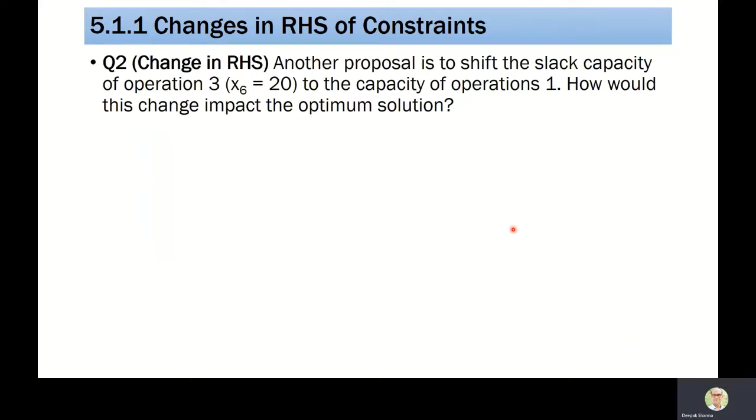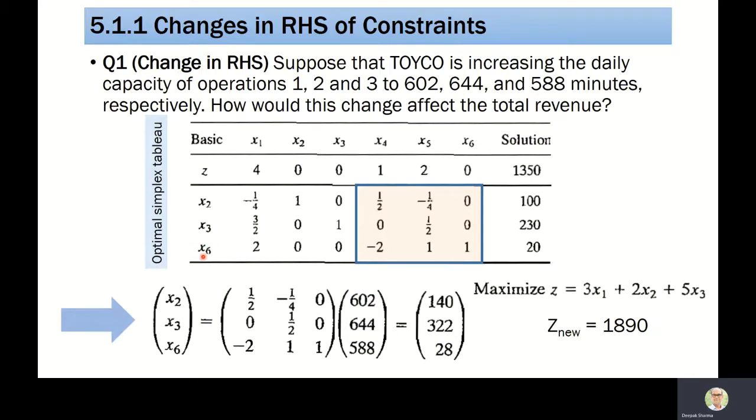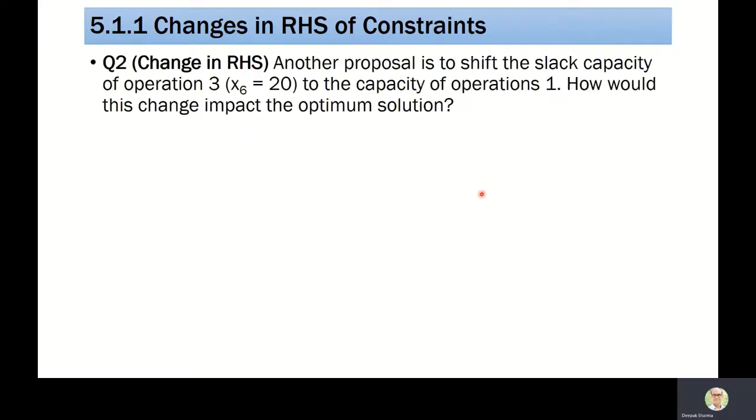Let us take question number 2. Another proposal is to shift the slack capacity of operation 3, which is 20, to the capacity of operation 1. How would this change impact the optimum solution? If we go back, you know that for the third constraint, x6 is a basic variable, which is a slack variable, and the value is 20. Since it is a slack variable, it is not going to affect our revenue. So if we shift this 20 to operation 1, will it change anything?